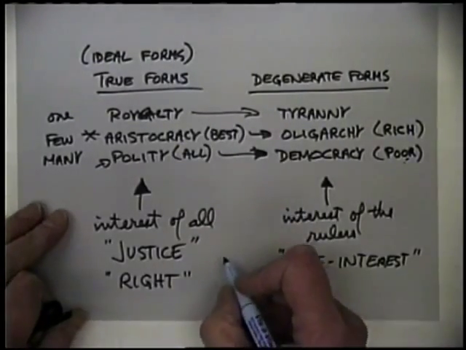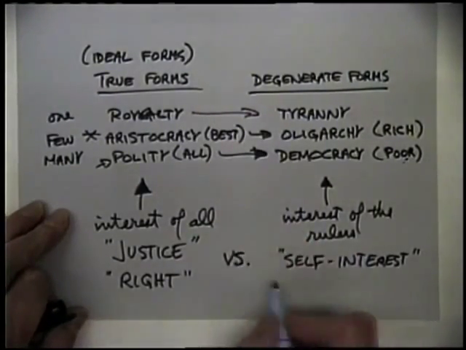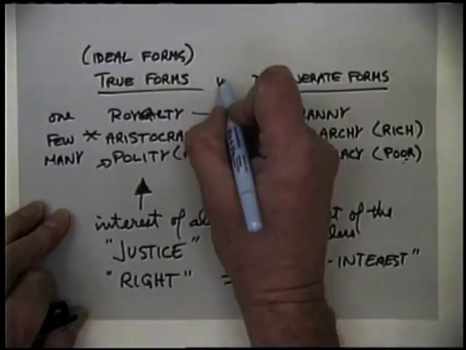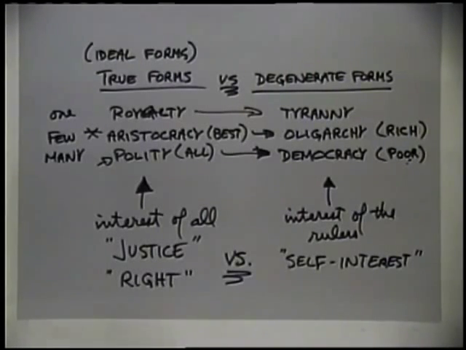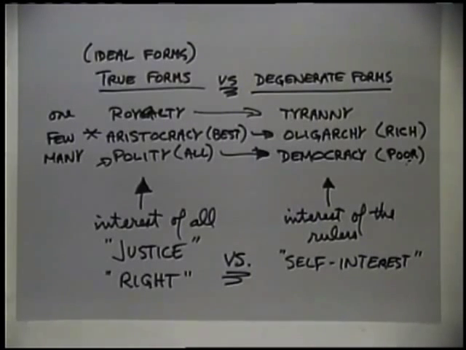Now, with an eye on this distinction between true forms and degenerate forms of government, the distinction between efforts to accomplish justice and right in the social realm versus attempts to simply solidify one's own standing, one's own self-interest. Think back on one of the first people you read about. And I'm not thinking about Plato, I'm thinking about Thrasymachus.